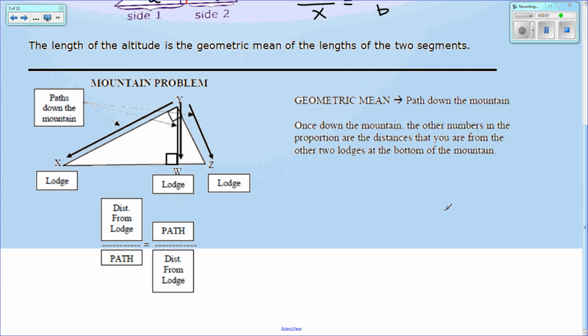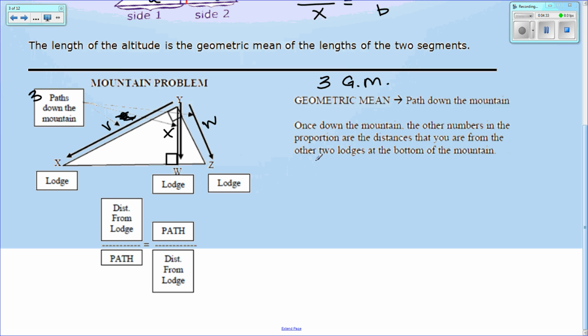Okay, now, this is called the mountain problem. I'm going to explain it this way, but then I'm going to show you another way, which I think is a little bit easier, but I want to explain it more than one way. So geometric mean is the path down the mountain. Notice there are 3 paths down the mountain. There is this path, there is this path, let's call this V, and then there's this path, W. So I've got 3 different paths, so that means I have 3 different geometric means.